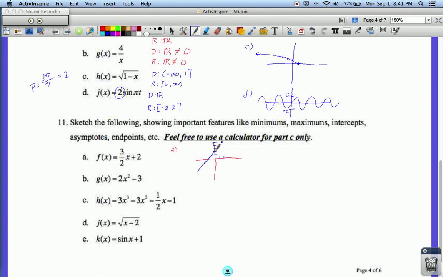So here is the graph of A. No minimum, no maximum. Intercept we showed right there at 0, positive 2. No asymptotes, no endpoints. Arrows indicate it goes on forever.